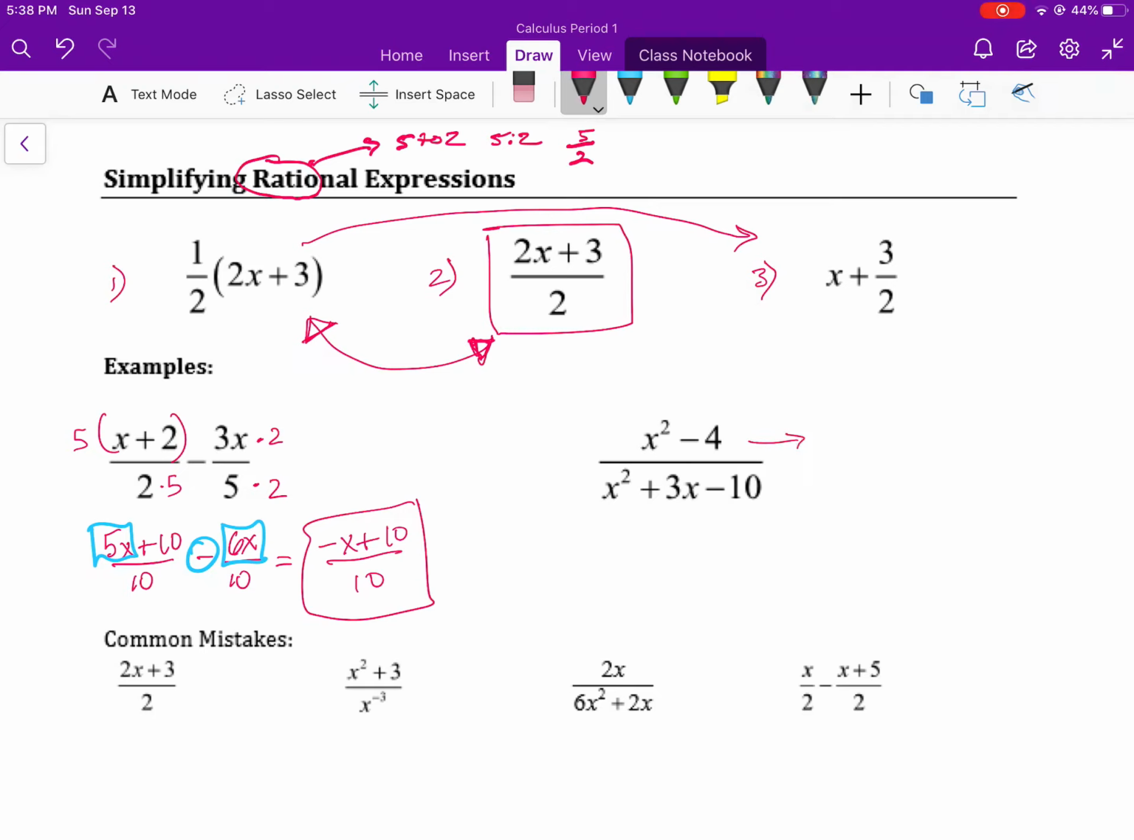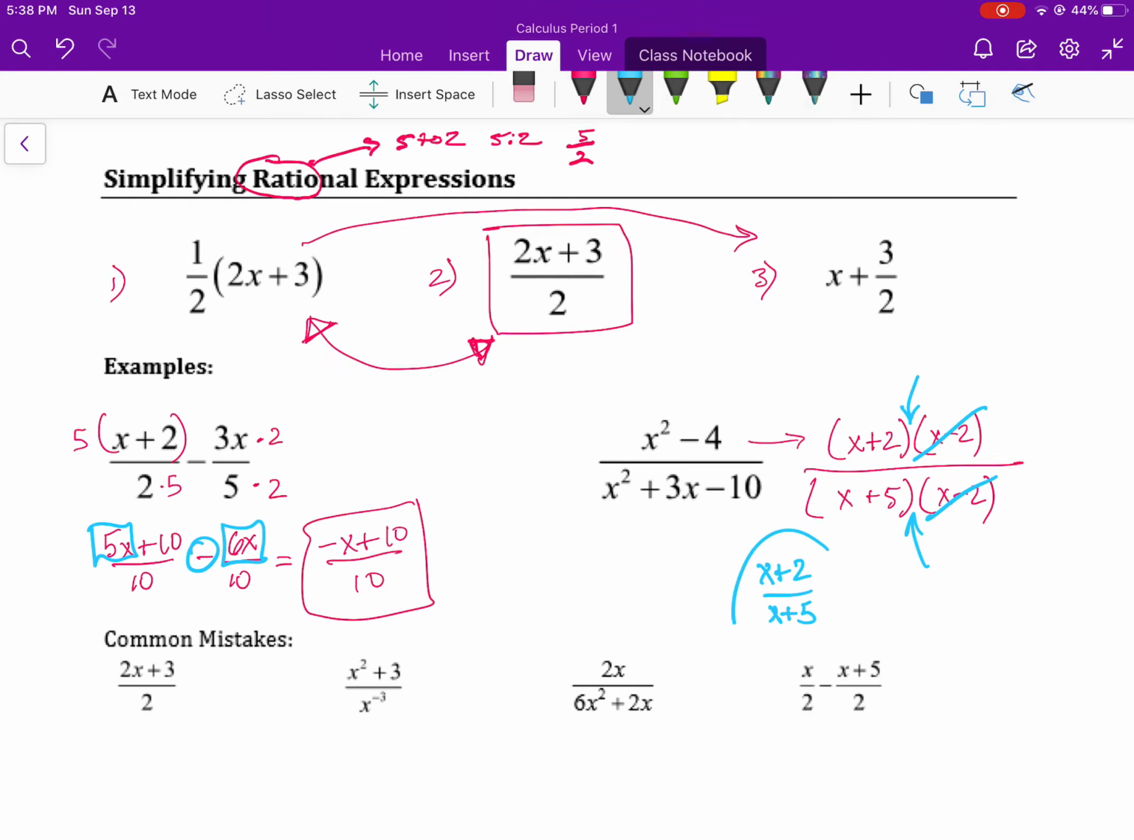So we take the numerator and we rewrite it as multiplication. This is x plus 2 times x minus 2. It's a difference of squares. Divided by, and we can also factor the denominator. This is x plus 5 times x minus 2. And now, since we have the multiplication of things, we're multiplying 2 binomials in the top and we're multiplying 2 binomials in the bottom, now we are able to simplify the common terms or the common factors if we want, giving us the answer x plus 2 over x plus 5.